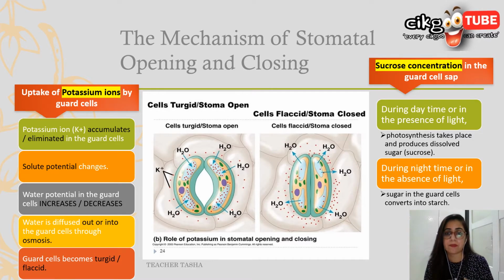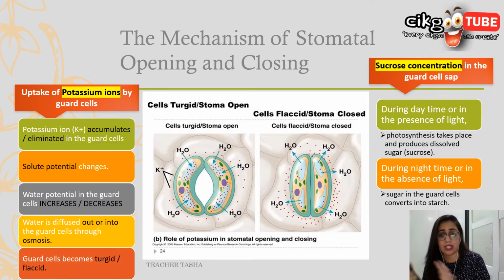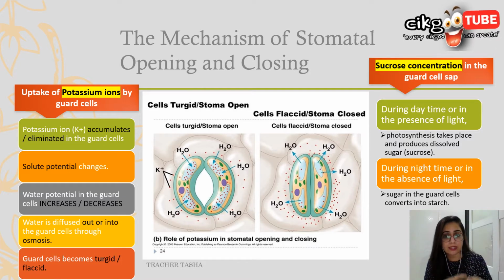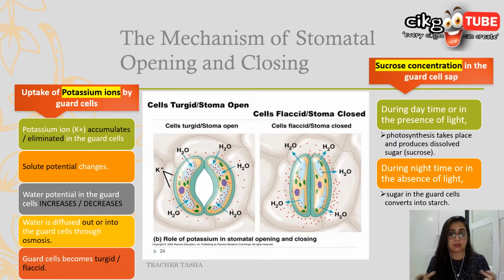All right. So during the night time, when there is no light, sugar will be converted into starch and stored in the plant. And then here we have potassium ion uptake. The potassium ion will be accumulated or eliminated. So this will determine whether the guard cells become turgid or become flaccid.